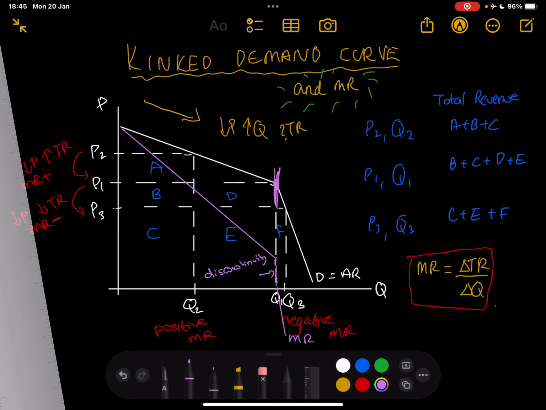So this shows revenue is increasing as you drop price all the way until you reach Q1 and P1. Then revenue starts to fall if you decrease the price beyond P1, such as to P3. So that's what this diagram shows. I'll talk in another video about the MCs and that kind of stuff.